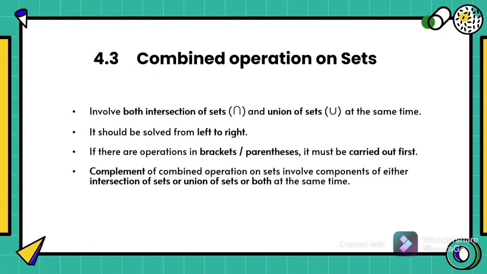For combined operation on sets, it involves both intersection of sets and union of sets at the same time. You have learned intersection of sets and union of sets from our previous video. So combined operation on sets combines these two operations together. We should solve from left to right, and if there is an operation in brackets or parentheses, it must be carried out first. There is also the complement of combined operation on sets. It involves the complement of either intersection of sets or union of sets or both at the same time.